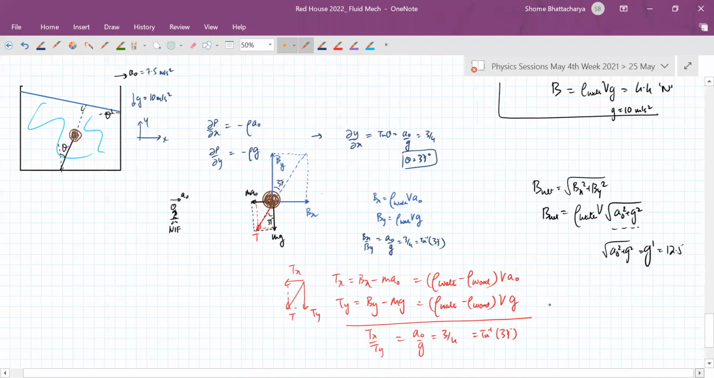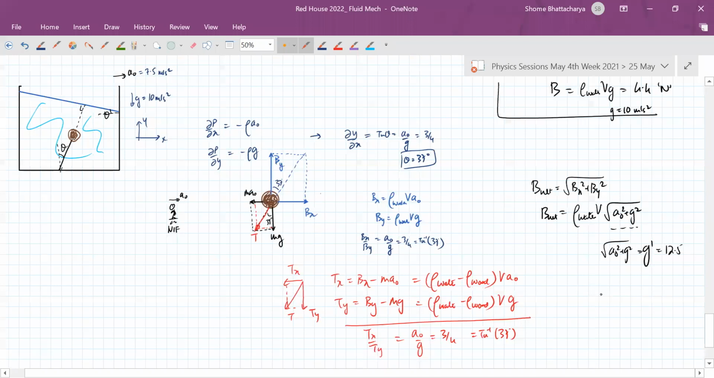Okay. So from that you can see that the new value of buoyant force is 5 by 4 times the earlier value of buoyant force. So that's an easy way of doing the calculation.